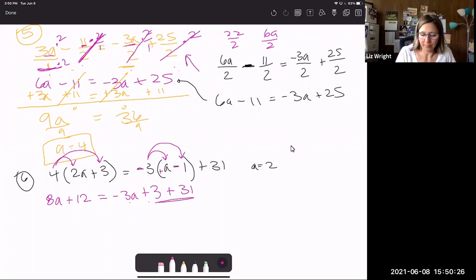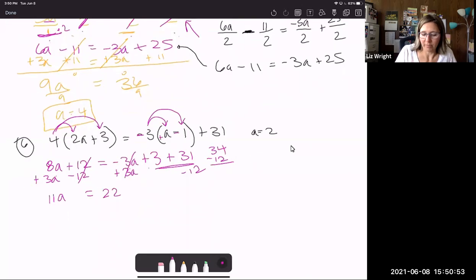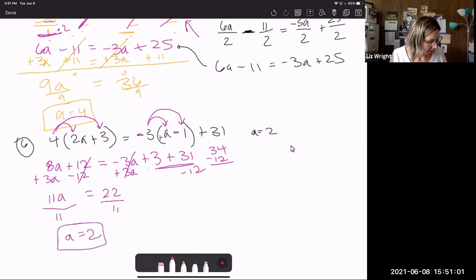I'm going to go ahead and combine these two. I'm also going to add the 3a over. I'm going to do those two steps. So here I'm getting 11a. I'm going to take this 12 away too, over here. That goes away. Equals, we've got, what is that? 3 and 31 is 34. And then we're taking 34 minus 12 is going to give you 22. And then you're going to divide both sides by 11. And a equals 2. Perfect. We got that one right. Let's try another one.